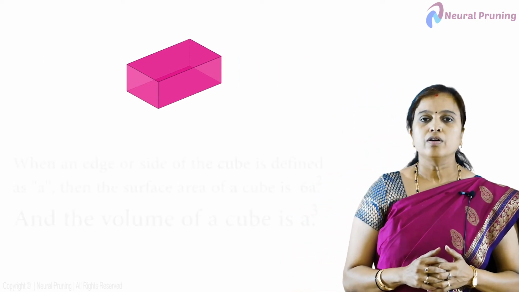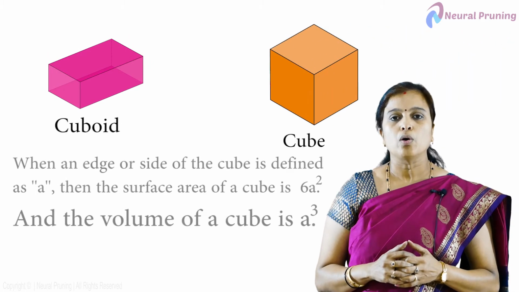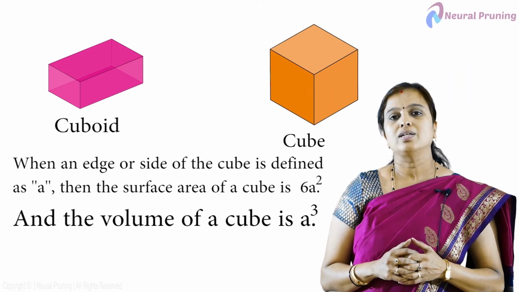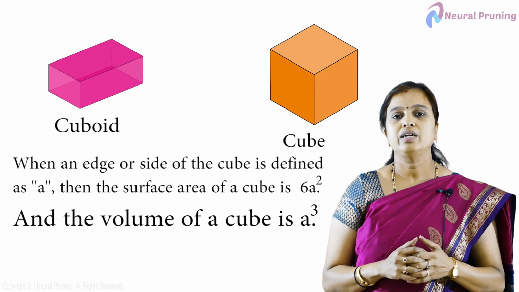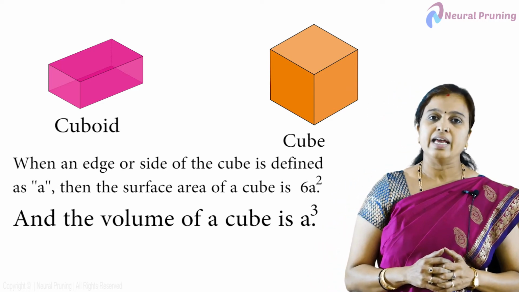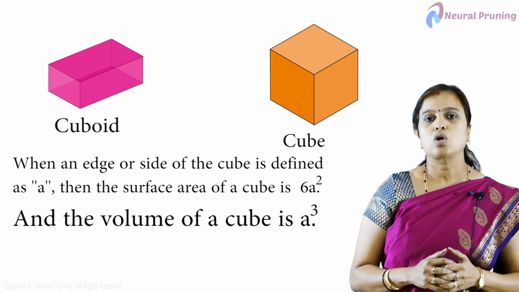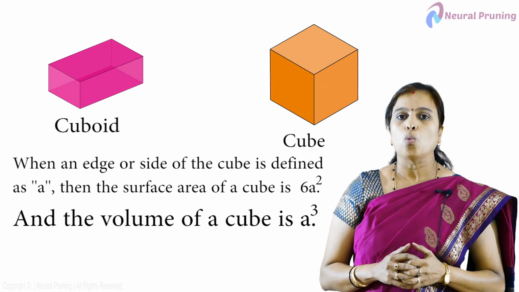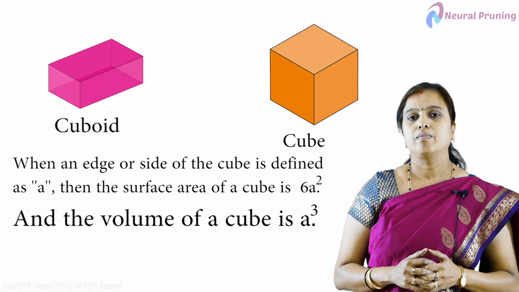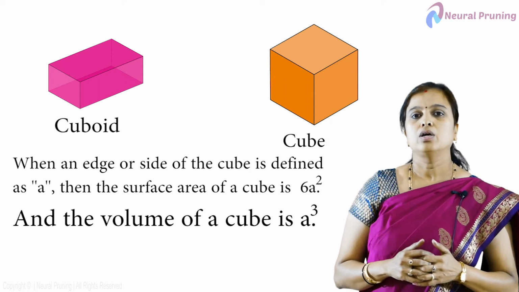Then we move on from cuboid to a cube, where the edge, or what we call the side of a cube, is defined as A. Then the surface area is called 6A square. Volume is A cube. Now from cuboid to cube, we go to a cylinder.